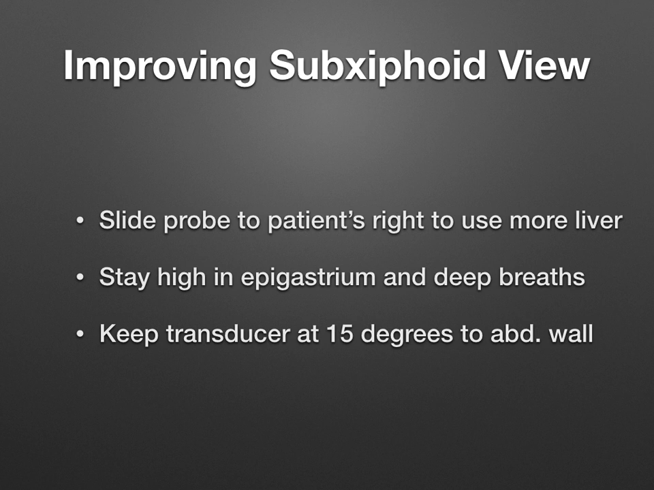To improve your subxiphoid view, you can slide your probe further to the patient's right to use more of the liver as an acoustic window. You can stay high in the epigastrium and have the patient take deep breaths, or you can keep the transducer at 15 degrees to the abdominal wall.